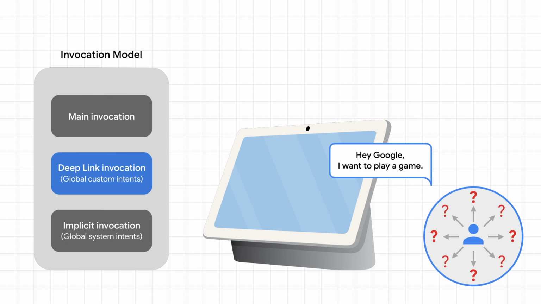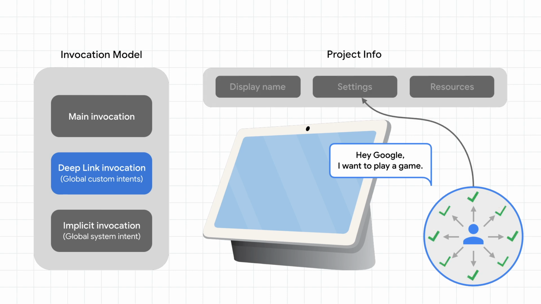The last way to invoke your action is through implicit invocation. When a user says something like, "Hey Google, I want to play a game," Google Assistant uses different signals to identify an action that would best meet the user's request. And in this example, if your action is a game and meets the different signals, your action could be invoked through the implicit invocation.